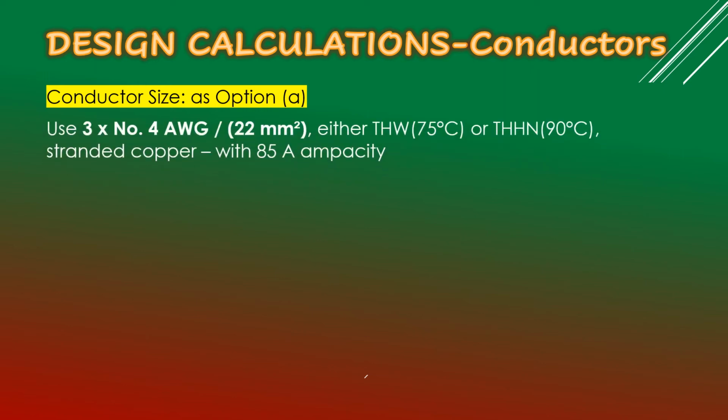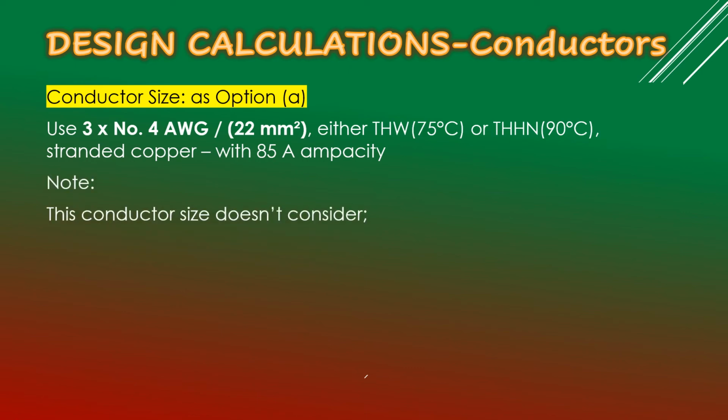So as option A, use 3 by number 4 American wire gauge or 22 mm squared, either THW or THHN, stranded copper conductor with 85 ampere ampacity. If you are going to see the table, this is exactly the same in 75 degrees centigrade and 90 degrees centigrade.